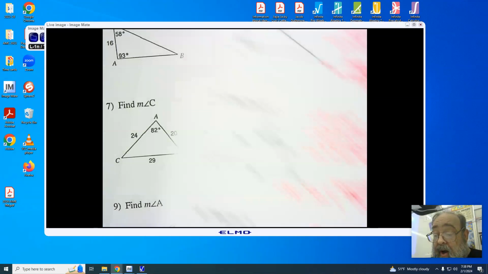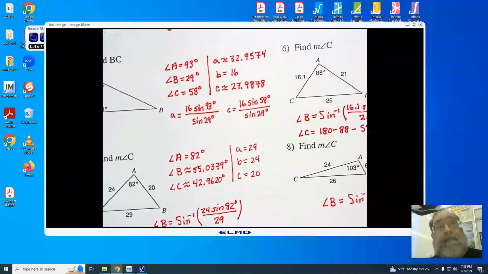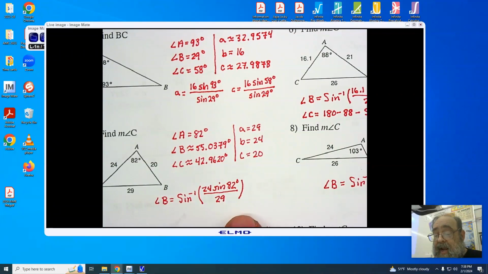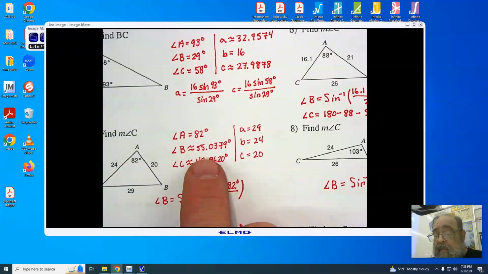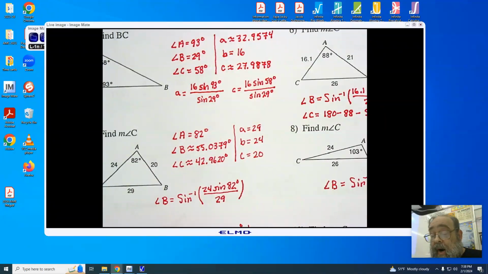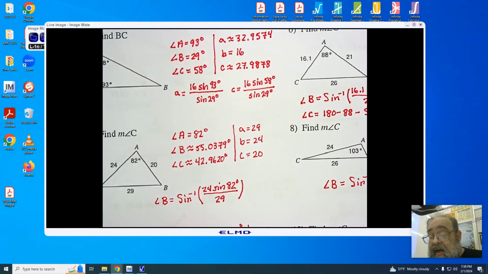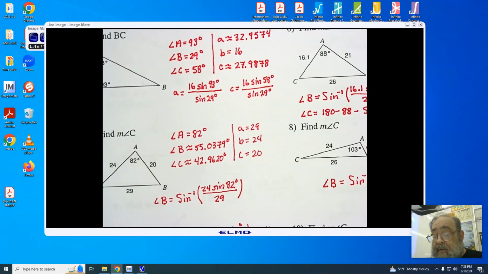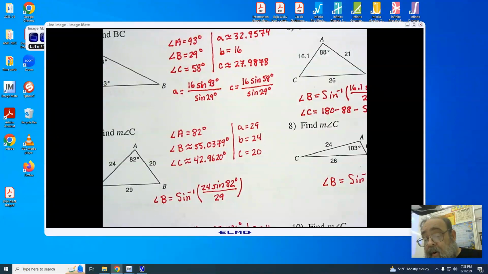Hopefully you pressed pause and you checked your work. Notice I have identified what I used to find angle B, and I've put angle B as 55.0379 degrees. When I did 180 minus 82 minus angle B's answer, I ended up with 42.9620 degrees. Now please be aware, because we are not rounding our answers, this will almost always be either exact or off by 1 degree.